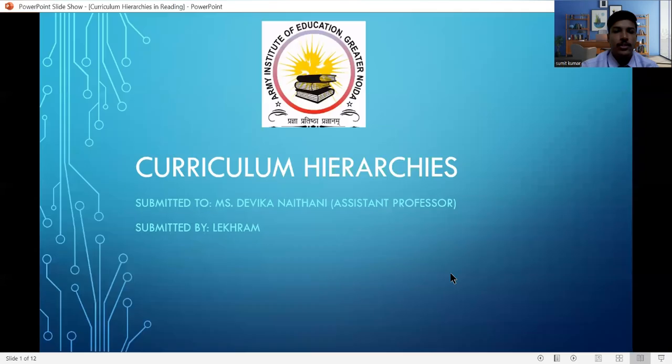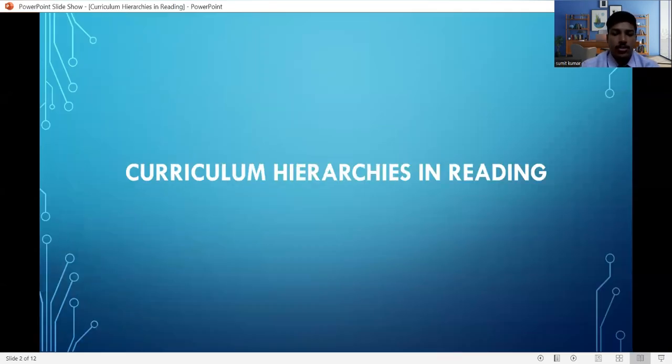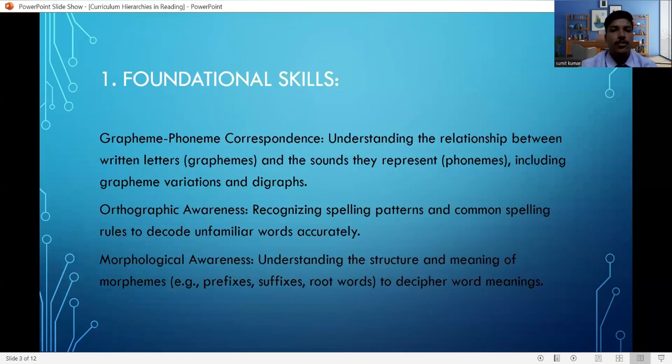So today we will discuss curriculum hierarchies in reading. The curriculum hierarchies in reading generally consist of 9 stages. The first stage is foundation skills. It consists of grapheme phoneme correspondence, orthographic awareness, and morphological awareness.